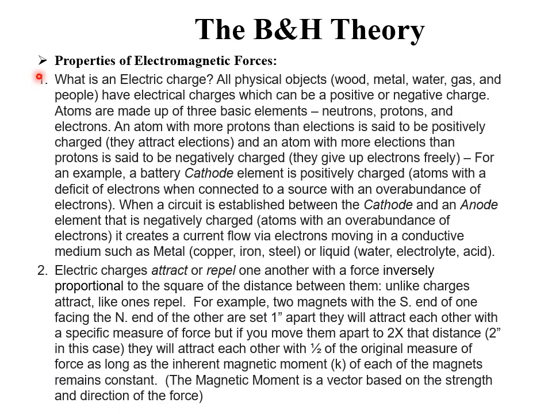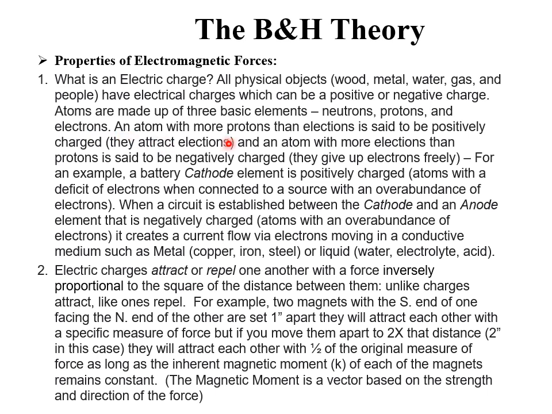Okay, let's take a look now at the properties of electromagnetic forces. What is an electrical charge? All physical objects, wood, metal, water, gas, and people have electrical charges, which can be a positive or negative charge. It's where you see static electricity coming from. Atoms are made up of 3 basic elements, neutrons, protons, and electrons, as we just discussed.